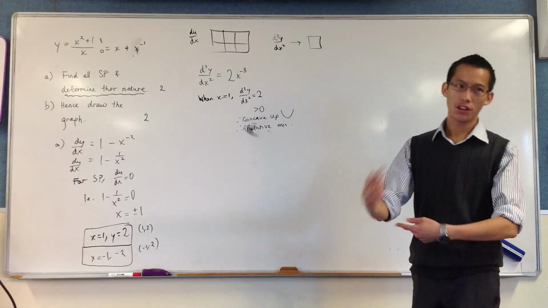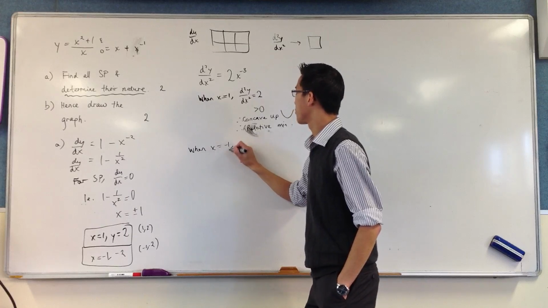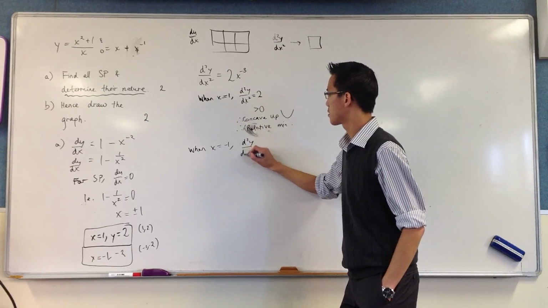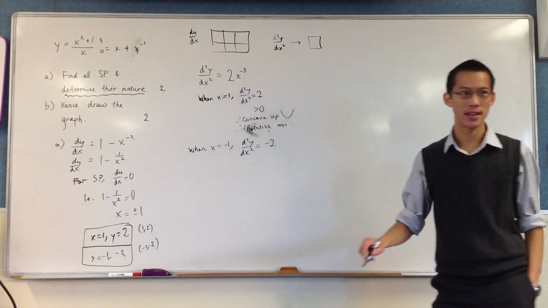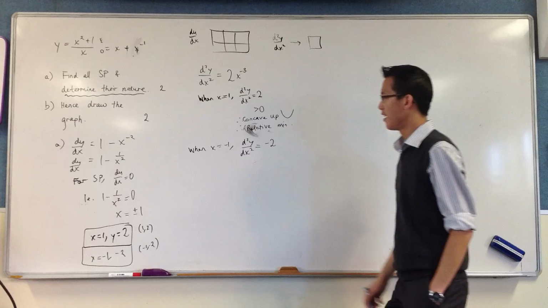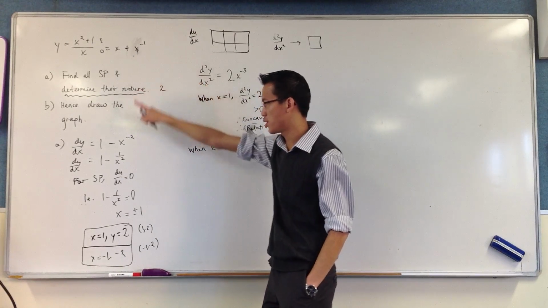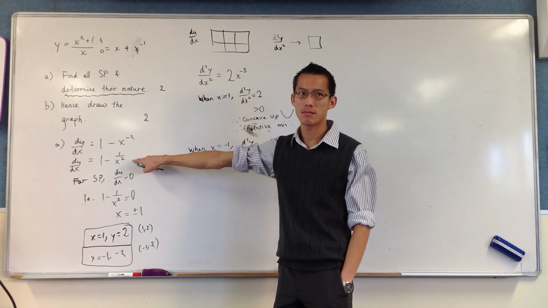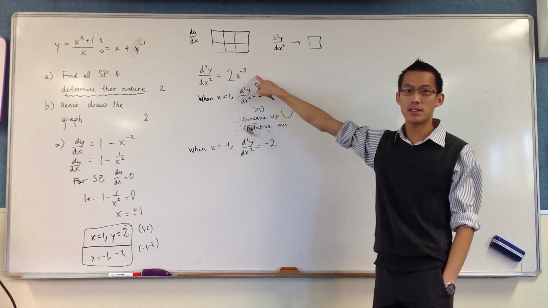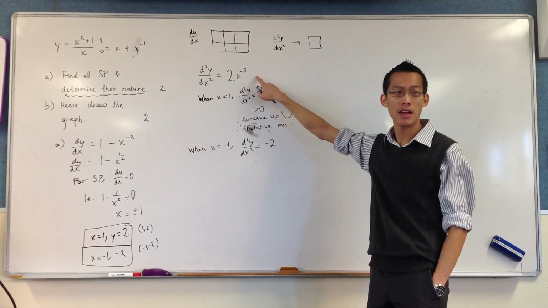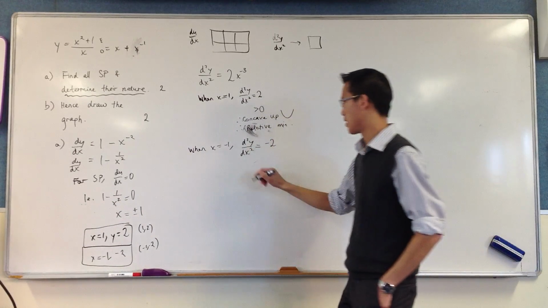Got to do it for the other one, okay? When x equals minus 1, the second derivative is... Okay, odd function. By the way, did you notice odd function, right? First derivative is even, x squared. Second derivative is back to odd. Every time you differentiate, you flip between odd and even. Anyway, so this is concave down.